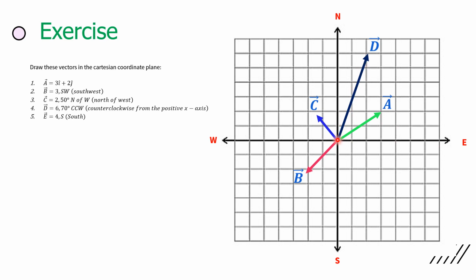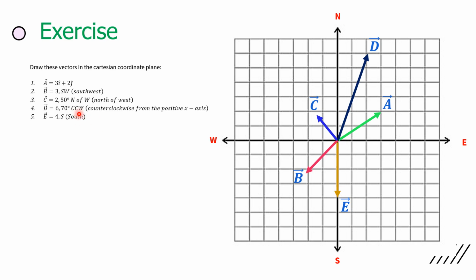Okay, and lastly we have vector E. So vector E has magnitude equal to 4 units and is directed south. So south is directly 270 degrees from the positive x-axis. So we have this vector E, 4 units, 1, 2, 3, 4, and is directed directly downward. So please take note of the directions of the vector.